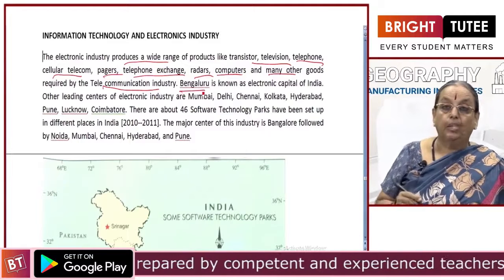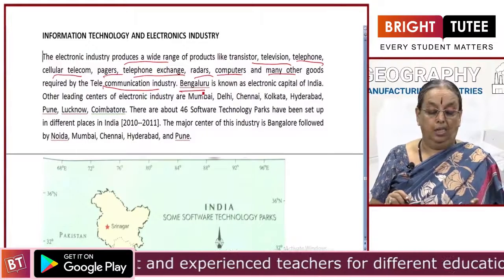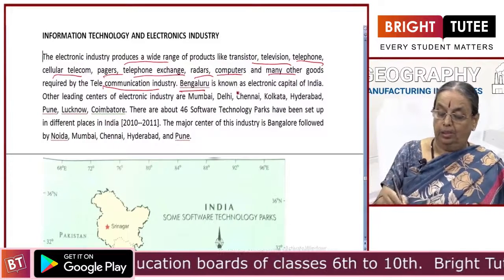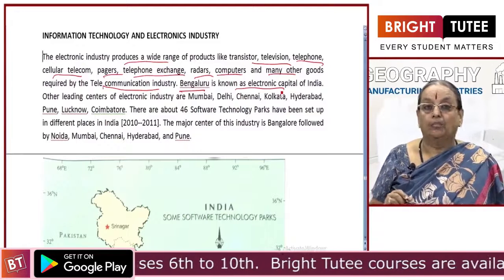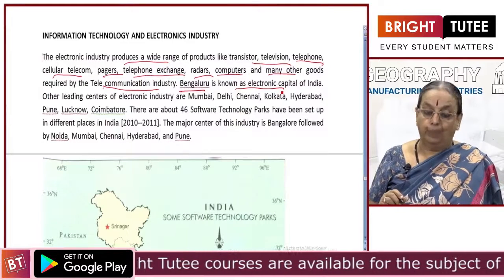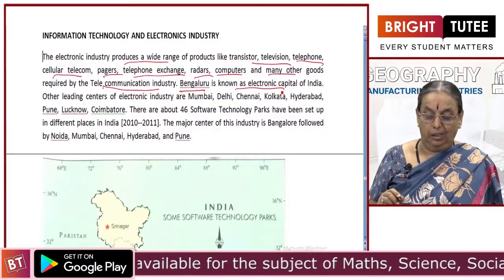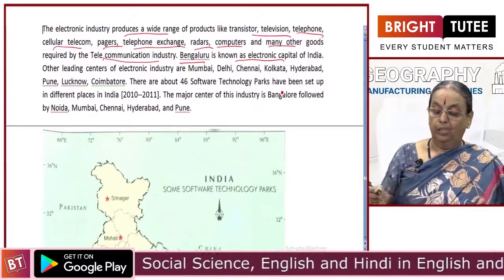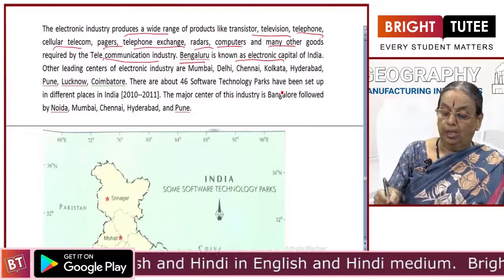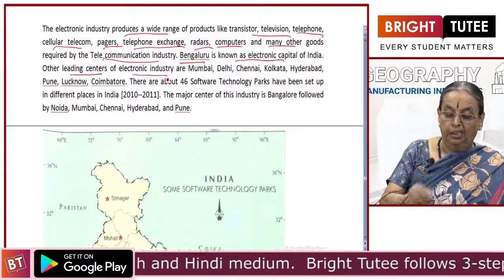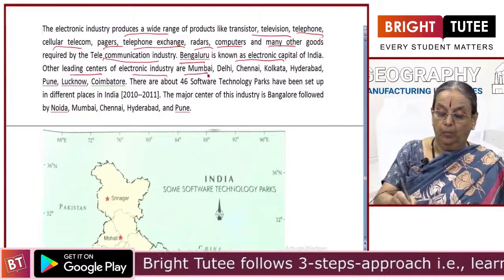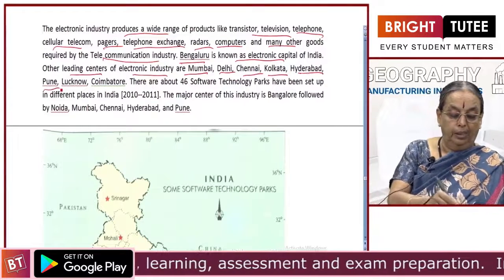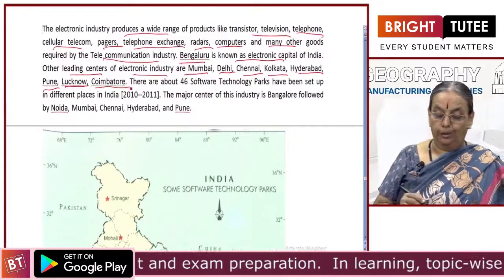So, one of the very important centers for this electronic industry is Bengaluru. It is rightly called the electronic capital of India. We have BEML and BEL, which are the leading centers of this electronic and electrical industry. Okay. So, that way Bengaluru is called the electronic capital of India. The other leading centers of electronic industry are Mumbai, Delhi, Chennai, Kolkata, Hyderabad, Pune, Lucknow, and Coimbatore.